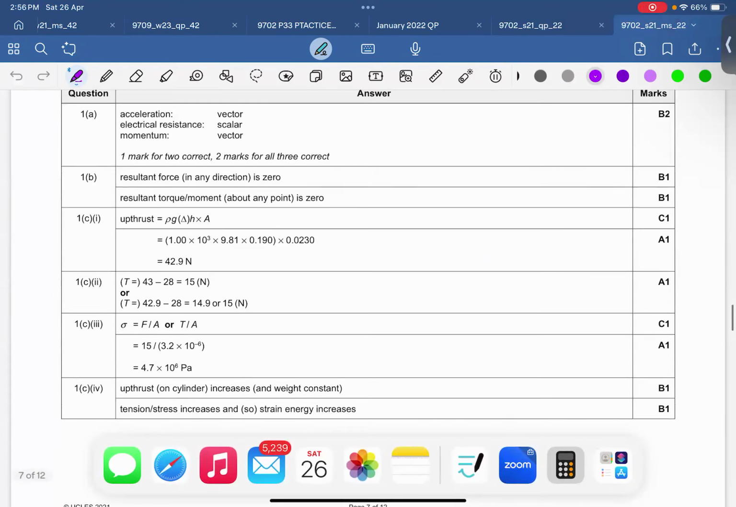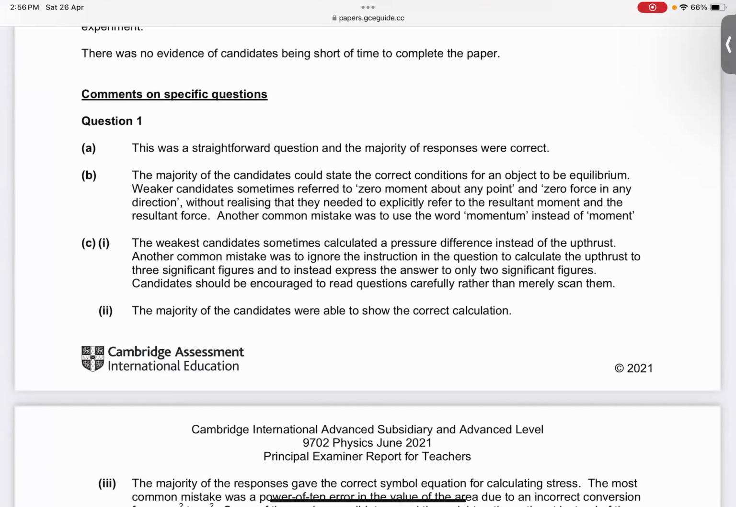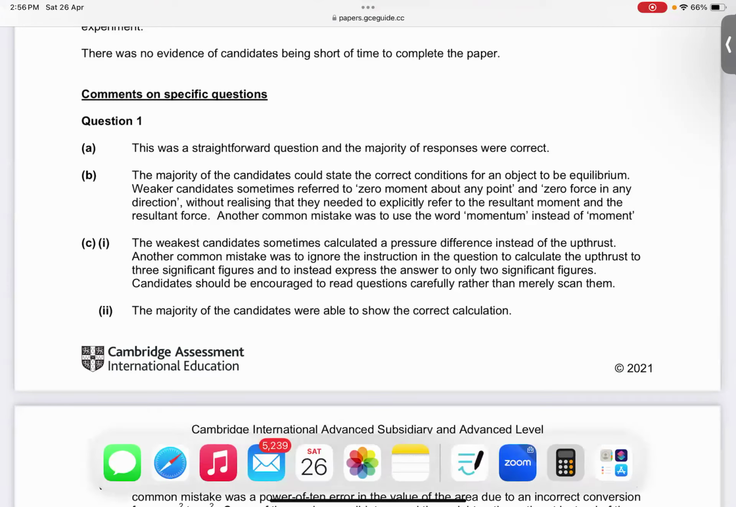And if I show you the examiner report, what the examiner says: the majority of the candidates could state the correct condition of an object to be in equilibrium. Weaker candidates sometimes refer to a zero moment about any point. Zero moment is incorrect terminology. You have to write resultant moment. It's a must. Zero force in any direction, without realizing that it needed to be explicitly referred to as the resultant moment and the resultant force. Another common mistake was to use the word momentum. So these are the common mistakes that students made.